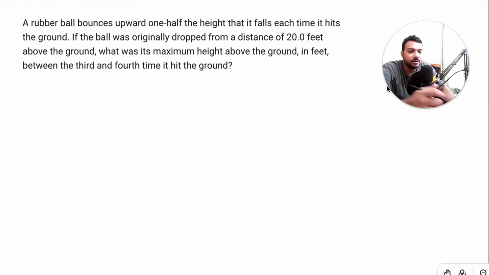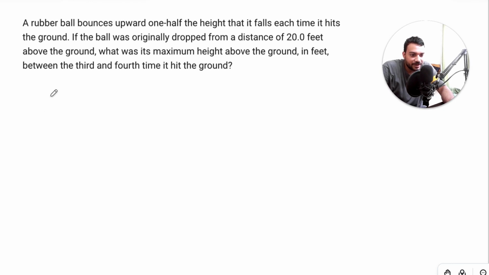A rubber ball bounces upward 1/2 the height that it falls each time it hits the ground. If the ball was originally dropped from a distance of 20 feet above the ground, what was its maximum height above the ground in feet between the third and the fourth time it hit the ground? Okay, so these kind of questions are seen very often on the paper. A lot of my students have been a bit confused on these kind of questions, how to deal with them. Looks difficult, but it's not. So I'm taking this question as an opportunity to explain the scenario that we need to analyze.